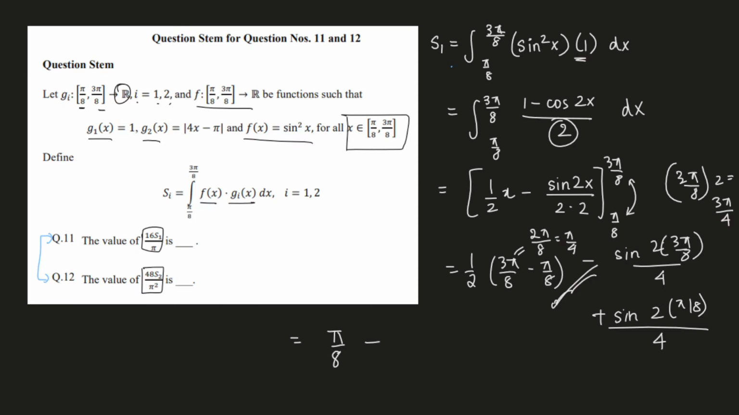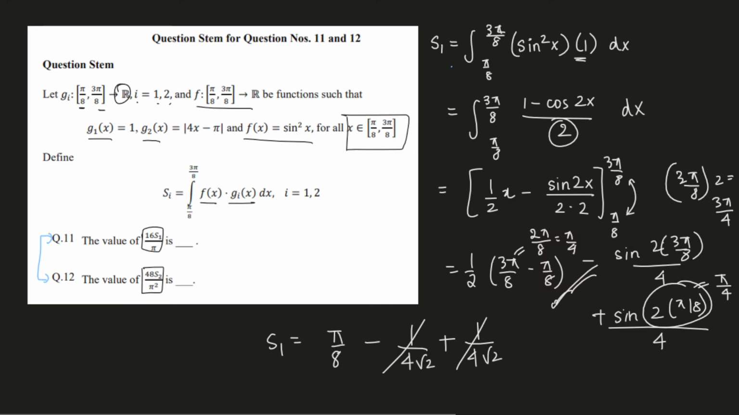And sine of 3 pi over 4, that is sine of 135 degrees, which is just equal to sine of 45 degrees, and that is equal to 1 over square root of 2. So negative 1 over square root of 2. This plus sine of 2 times pi over 8. So 2 times pi over 8 is equal to pi by 4. Sine of pi by 4, sine of 45 degrees, is again 1 over square root of 2. So again, the 4 in the denominator, and then you cancel these out. So the value of S1 is equal to pi over 8.